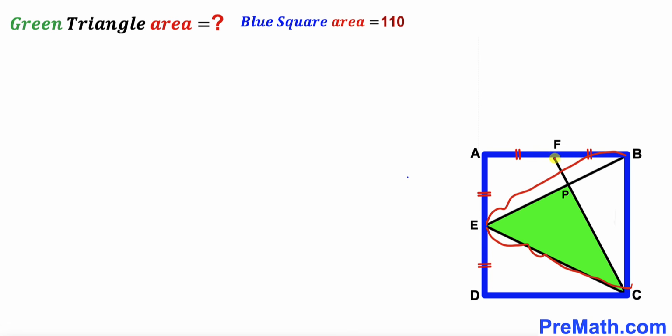In this video, we have got this blue square ABCD along with these line segments EB, EC and FC inside this square, as you can see in this given diagram. And as a result, we end up with this green shaded triangle EPC.